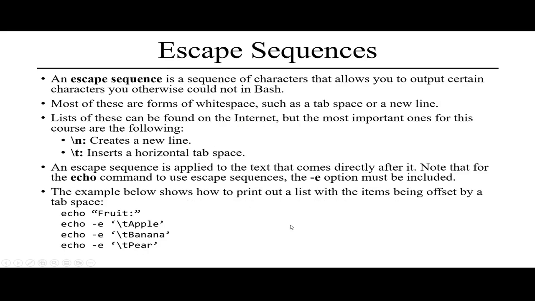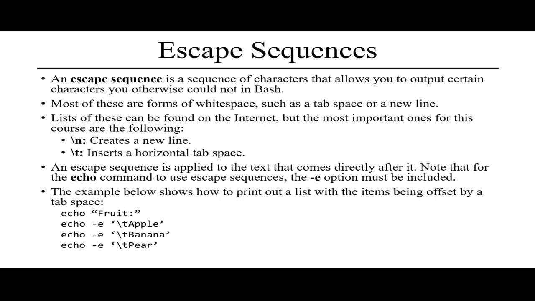So I'm going to talk a little bit about escape sequences. This is a sequence of characters that allow you to output certain characters you otherwise could not in Bash. Generally, this is just used to insert white space, such as tab spaces or new lines, in your output, like when you're running echo messages. There's a pretty big list of this on the internet, but the only ones you need to know for this course are /n to create a new line, and /t to create horizontal tab spaces.